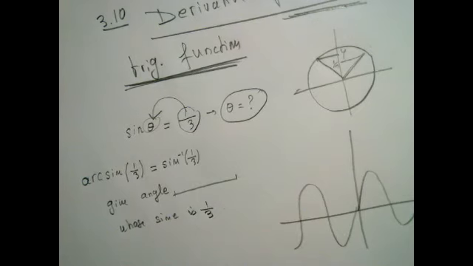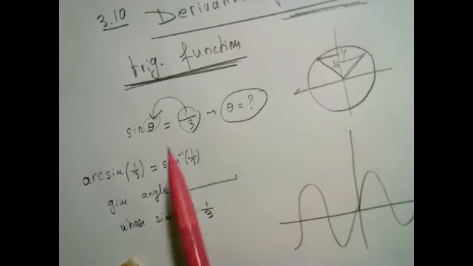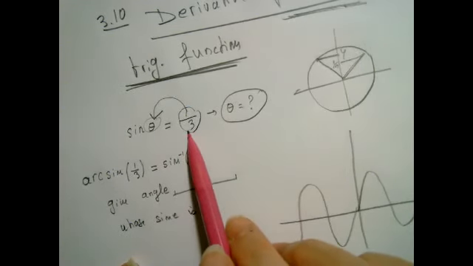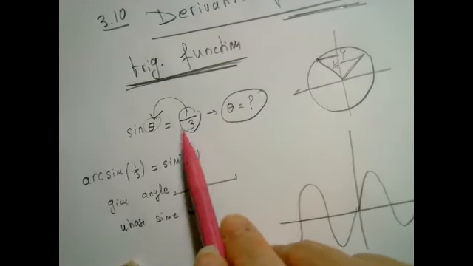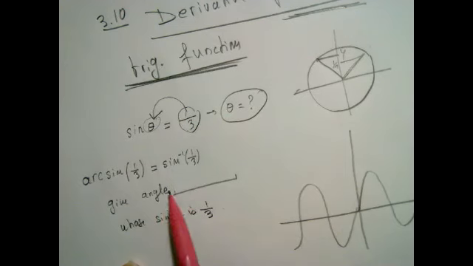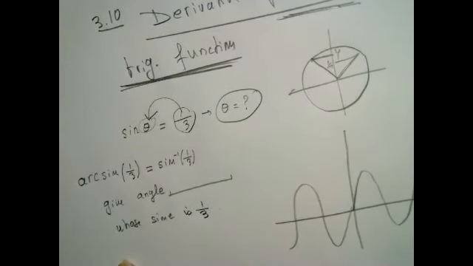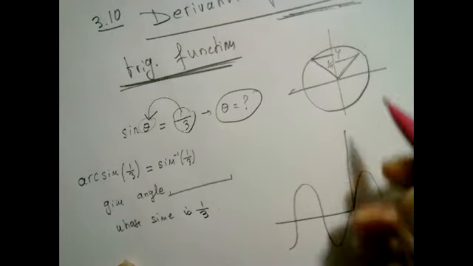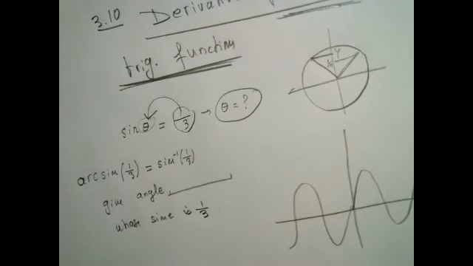I know you guys have seen this. I'm just basically helping to remind you. But now here's the problem. How many angles have sine 1/3? Is it 1? Is it 2? How many of them? Back to you. So how many angles have sine 1/3?